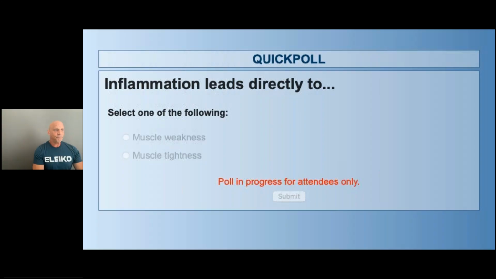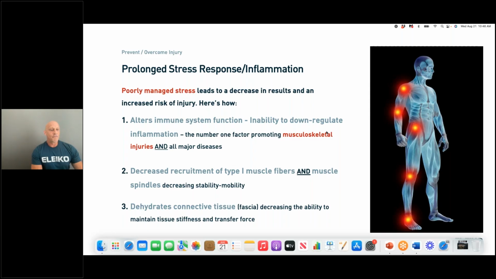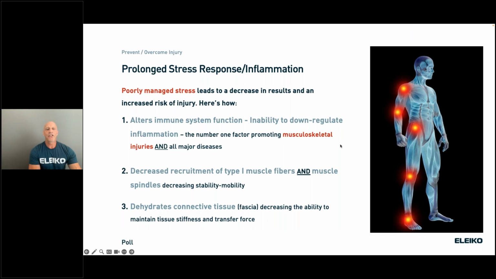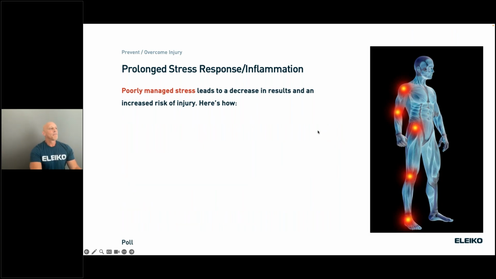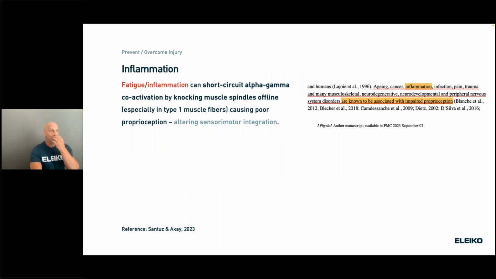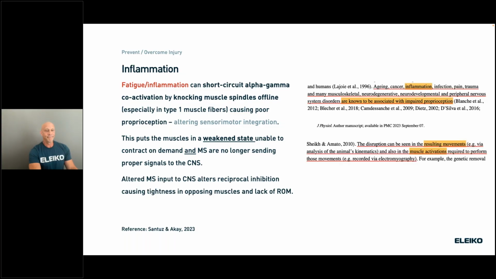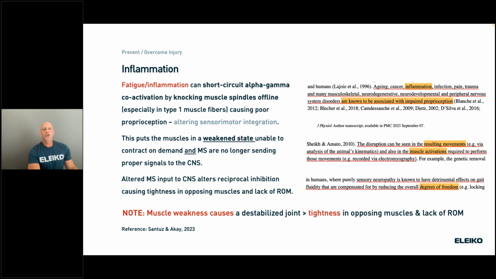Ladies and gentlemen, what I've been saying this whole time is that prolonged inflammation leads to muscle weakness. Prolonged inflammation leads directly to muscle weakness. The muscle weakness is what causes muscle tightness. Muscle tightness only exists because there's muscle weakness. The prolonged inflammation doesn't cause the muscle to be tight. It causes the muscle to be weak, which reciprocally inhibits other muscles to become tight.